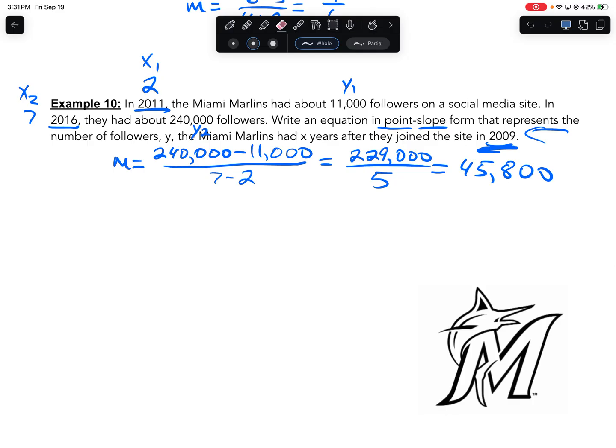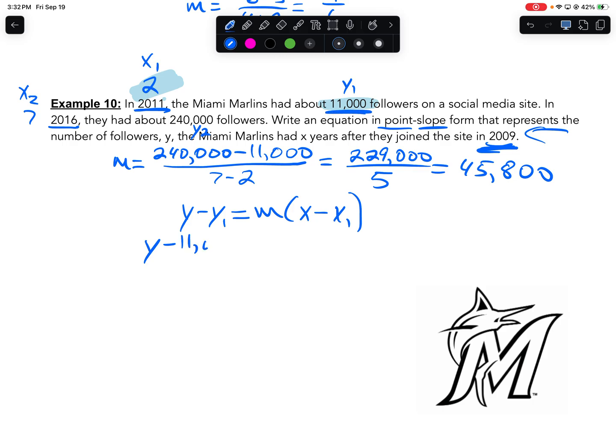So we're going to choose x1 and y1 and plug it into point slope. So we're going to use the 2 and the 11,000. I'm going to rewrite the point slope equation. This is something students are reluctant to do. It just helps you to know where to plug things in. So I recommend you do it. I can't make you do it. So the y1 right here is 11,000. So minus 11,000. Our slope is 45,800.